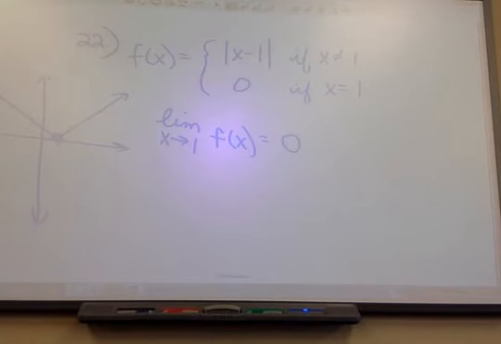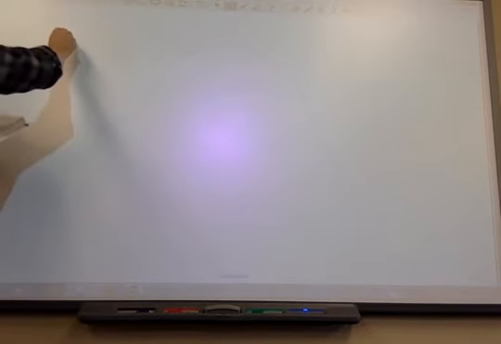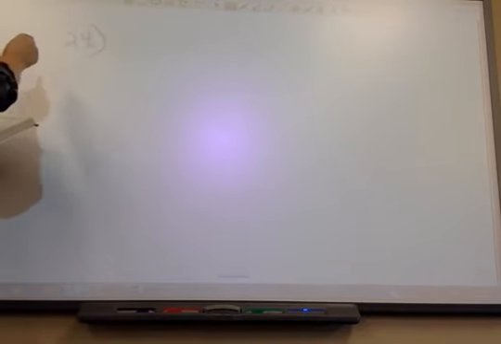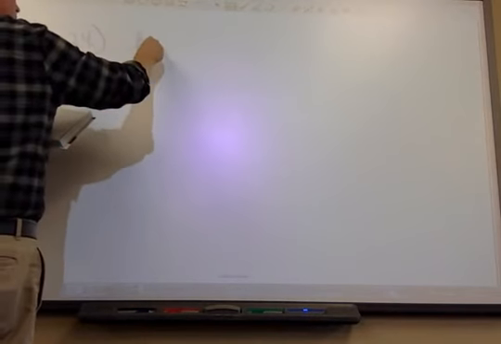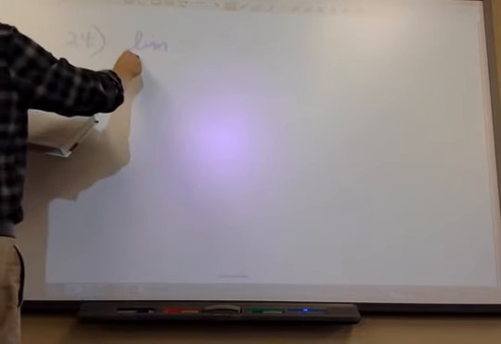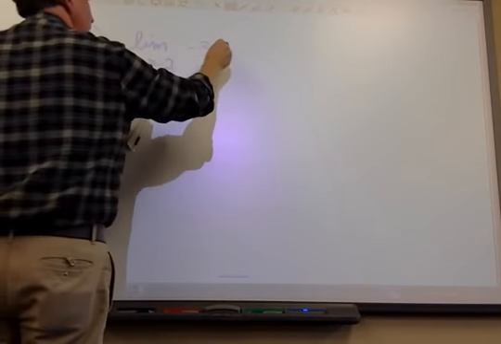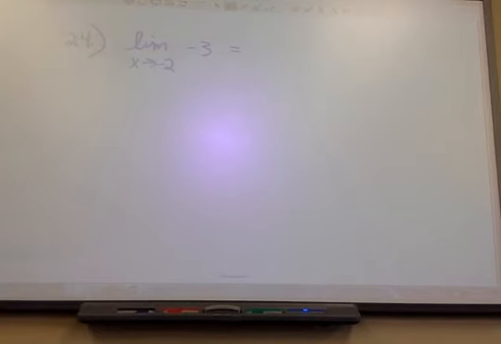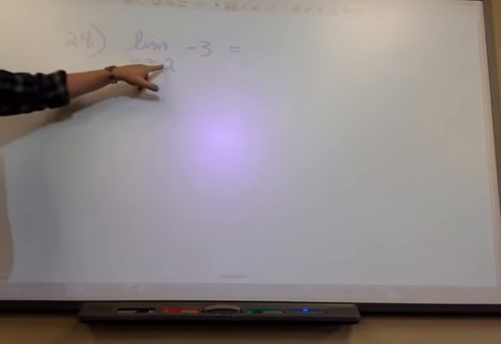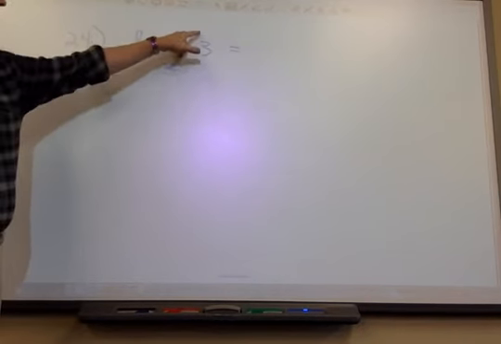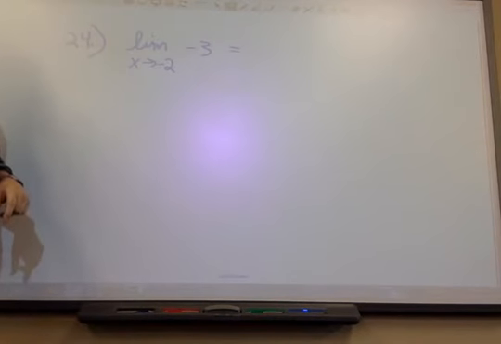All right. Now, why don't we try a few where they just give us some expressions to find limits of? I want you to tell me just intuitively what you think this would be. This is 24. If x gets closer to -2, I don't see an x to plug in. So what's the limit?